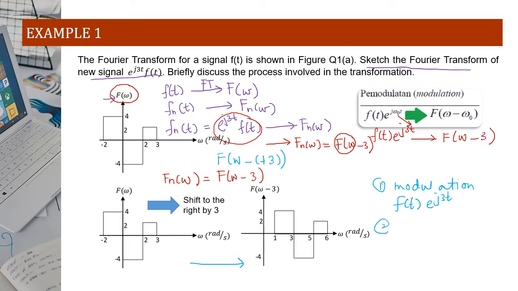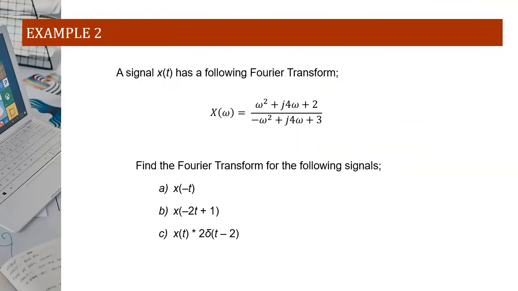Secondly, what happened to the signal? You can see that the original signal is shifted to the right by 3. And then what else? Is anything happening to the amplitude? No changes in the amplitude, only the shift. I think those are the two processes involved in the transformation process. Okay, let's look at the second example.